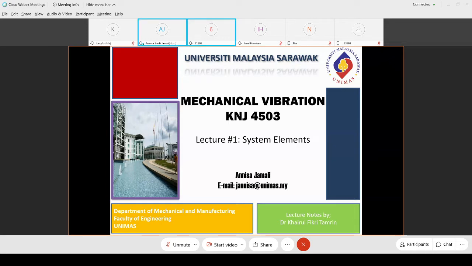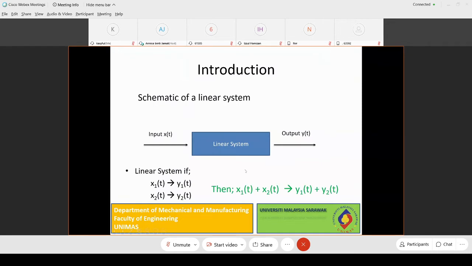So today I'm going to touch on the system elements, which we have in the system itself, before we go deep into how we are going to derive the 1 degree of freedom and 2 degree of freedom for the vibration system. So we look into these system elements first.